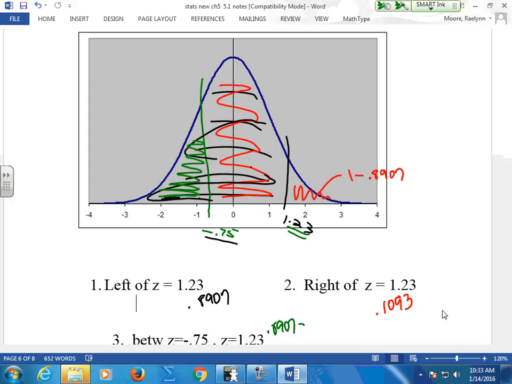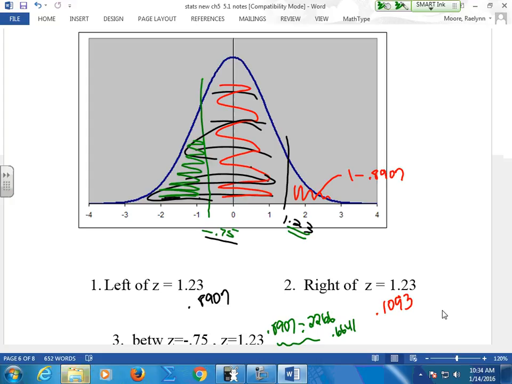So we already know this guy. We just have to find what's the area to the left of negative 0.75. So look at your table. Find the area to the left of negative 0.75. And what do you get? Okay? And then we subtract those. So this comes out to be 0.6641.